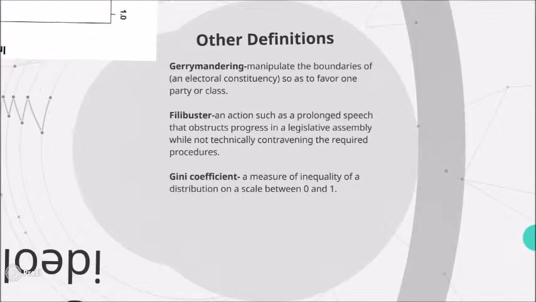A few other definitions before we go any further are going to be gerrymandering, which is manipulating the boundaries of an electoral constituency so as to favor one party or class. Then filibuster, an action such as a prolonged speech that obstructs progress in a legislative assembly while not technically contravening the required procedures. And then the Gini coefficient, a measure of inequality of a distribution on a scale between 0 and 1. 0 being perfect equality and 1 being perfect inequality.